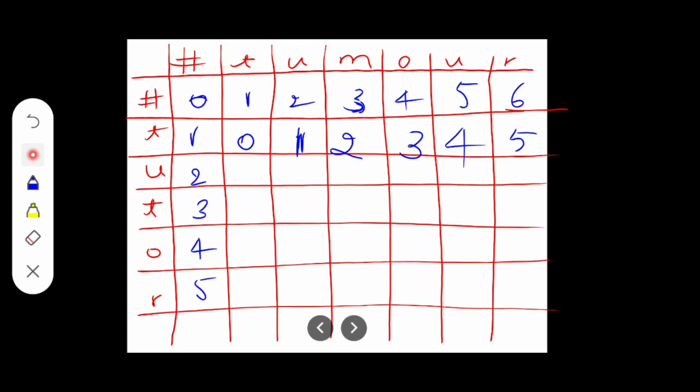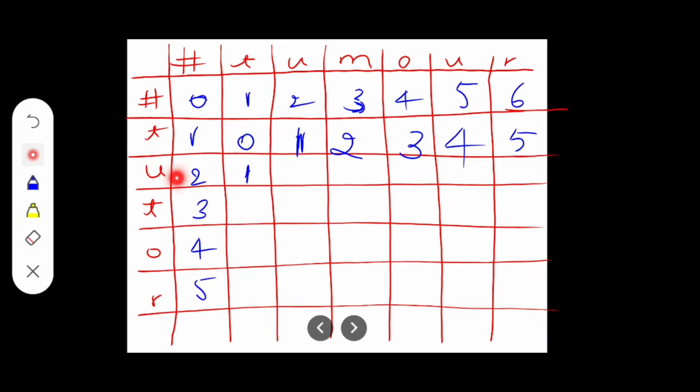So compare with the T. So is U equal to T? No, right? U is not equal to T. If it is not equal, it means we have to take the minimum element. See, we have to fill this box. So look into this. We are having 0, 1 and 2 in this column. Which is the minimum element among 0, 1, 2? 0, right? So we have to add plus 1 to it. So 0 plus 1 is 1. So I'll be carrying 1.